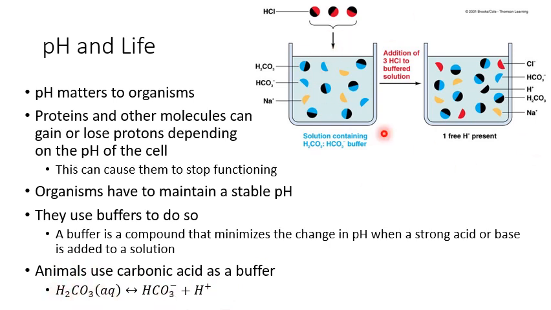This diagram here is showing how the buffer works if you were to add an acid to the solution. You're starting off with a water-based solution in this beaker, and you also have the carbonic acid buffer system in there. You have some carbonic acids, these H2CO3s right here. The blue part is the bicarbonate part, and the black part is the proton. Some of these will dissociate and leave just the bicarbonate, HCO3-, and a free proton.